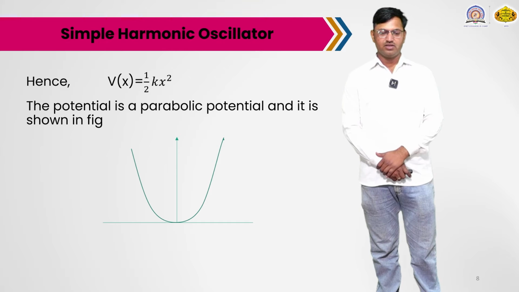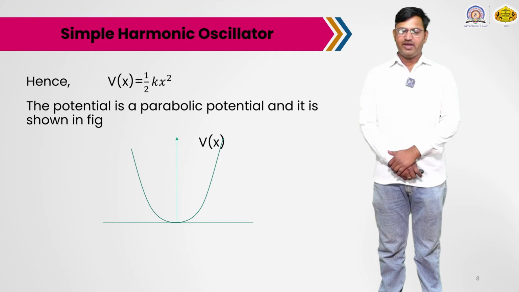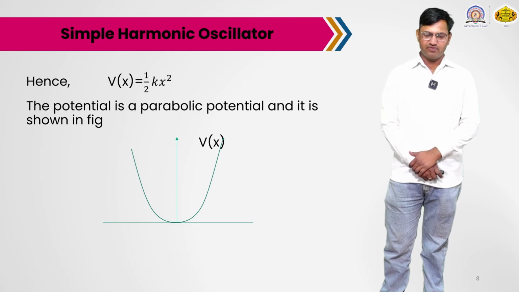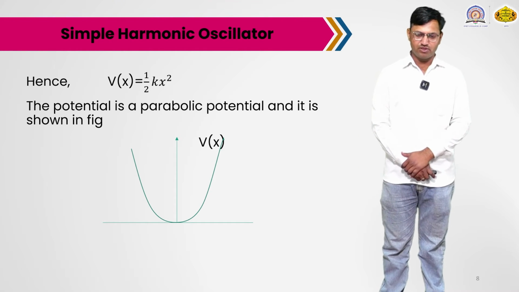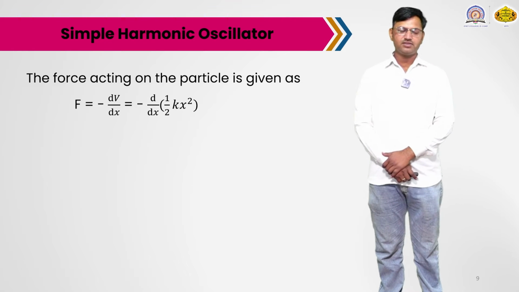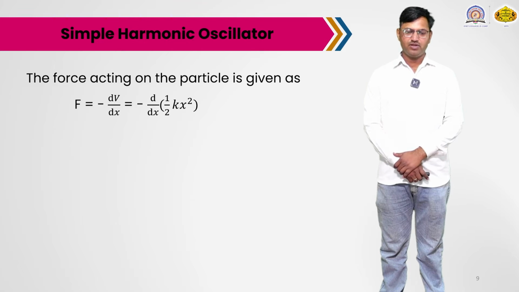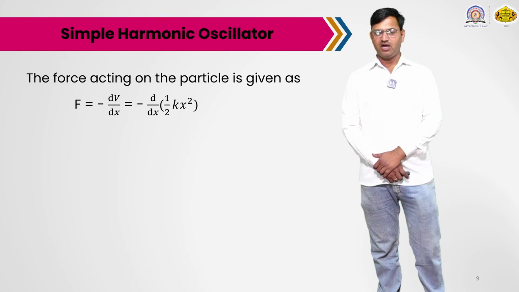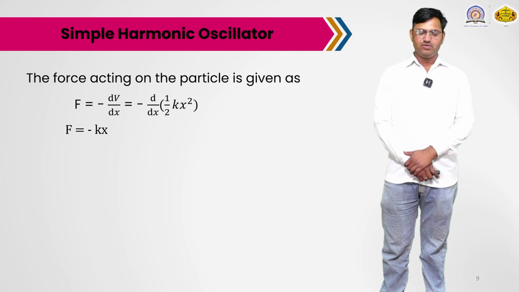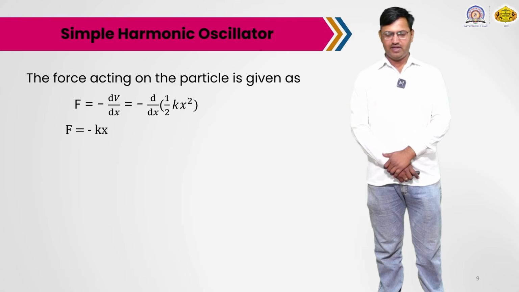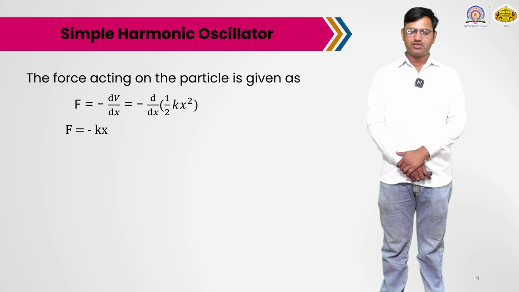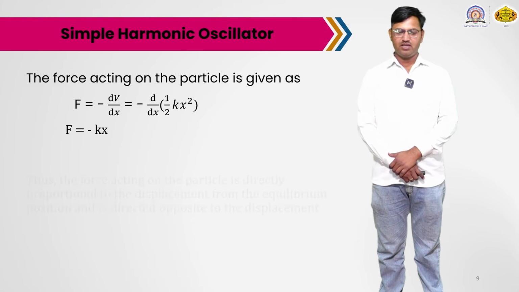It is shown in a figure. This figure shows the potential on the y-axis and the displacement on the x-axis, and the parabolic potential. The force acting on the particle is given as F equal to minus dV upon dx, equal to minus d upon dx, and substituting V equal to half k x square. The constant, half k, is out of the derivative, and the derivative of x square is 2x. The 2 in the denominator is cancelled. Therefore, F is equal to minus k into x.